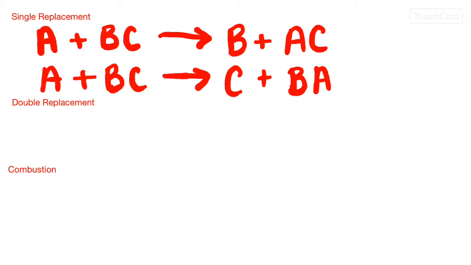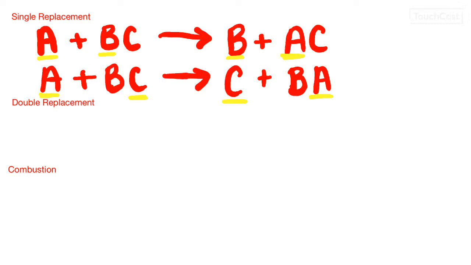So if you look here, for this one I flipped A and B, so B's by itself now and A is attached to the C, or I flipped the A and the C. So C is by itself now and A is attached to the B. You're never going to have to actually create these reactions. All you have to do is be able to identify them. And so just remember, if it starts with a single plus a compound, you've got single replacement.